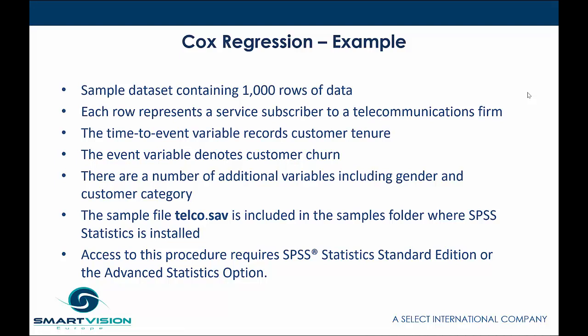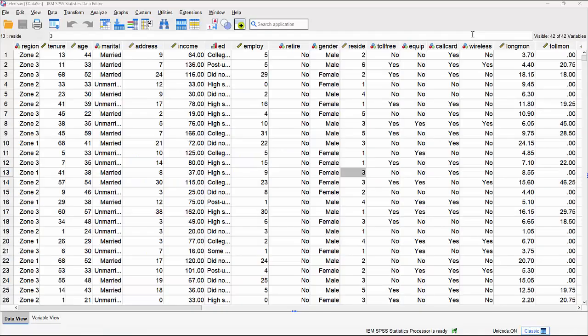You'll find the file in the samples folder where SPSS Statistics is installed, and you should bear in mind that access to this procedure requires SPSS Statistics Standard Edition, or at least the Advanced Statistics optional add-on module. So once again we find ourselves looking at the telco.sav file displayed in the Data Editor of SPSS Statistics.